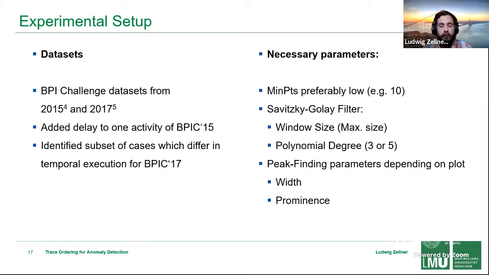And we use the BPIC challenge datasets from 2015 and 2017. For the former, we added a delay, which we had to correctly identify between the realistic noise of the original datasets, and for the latter, we identified a subset of cases which differs in its temporal execution as a ground truth, which we then wanted to detect as a classification problem.